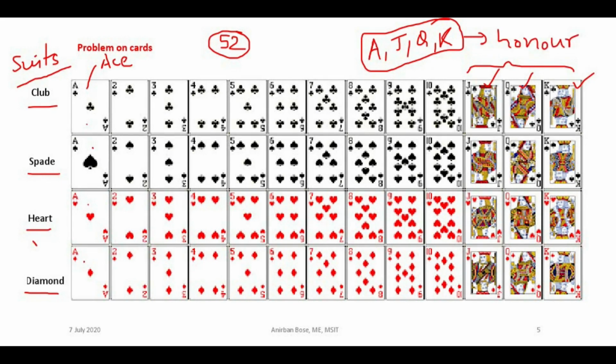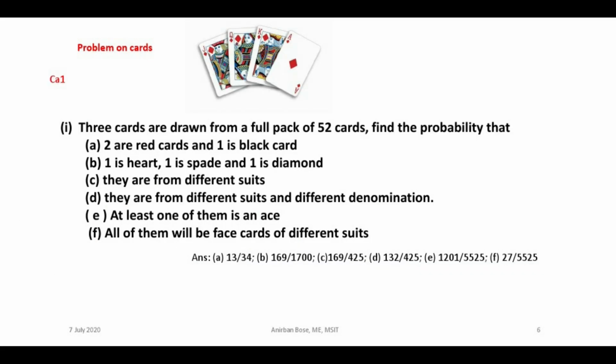These are called honor cards. Okay, so these are certain terminologies used in cards. And one more thing, you can see how many red cards are there. You can see heart and diamond, they are red, and spade and club, they are black. So these are certain things.